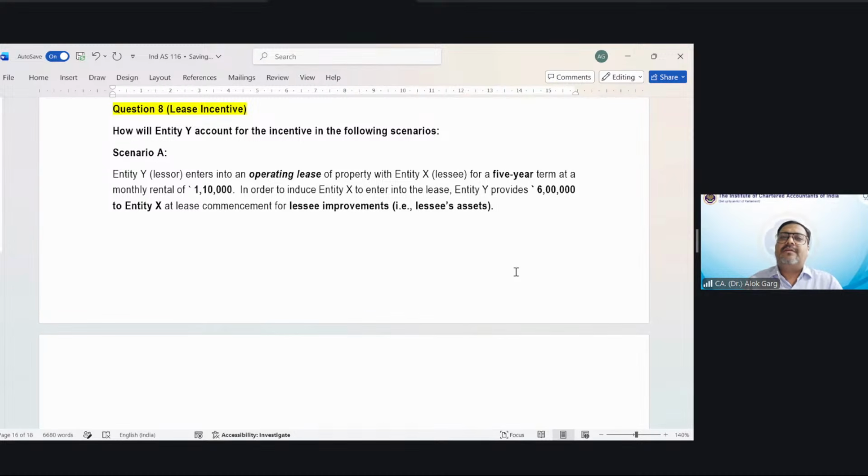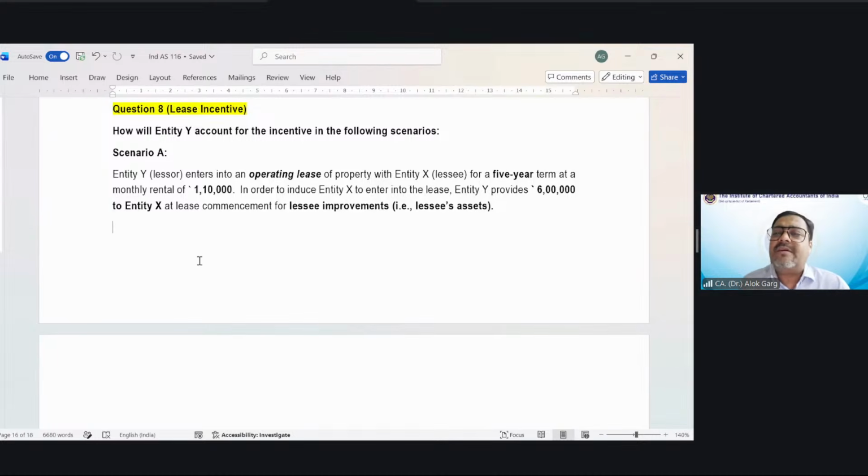Friends, it is a case of operating lease. The period is 5 years. So if it is an operating lease, what is the lease accounting in the books of the lessor? Very simple. Bank account debit to lease rental account. Every month this lessor is getting 1,10,000 rupees, so the lessor will do the accounting: bank account debit to lease rental income account.